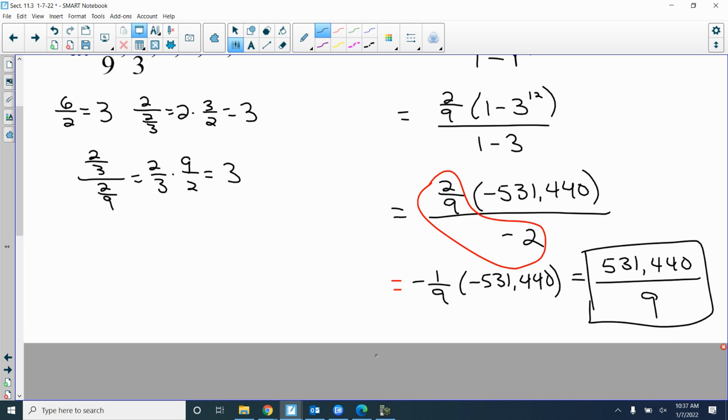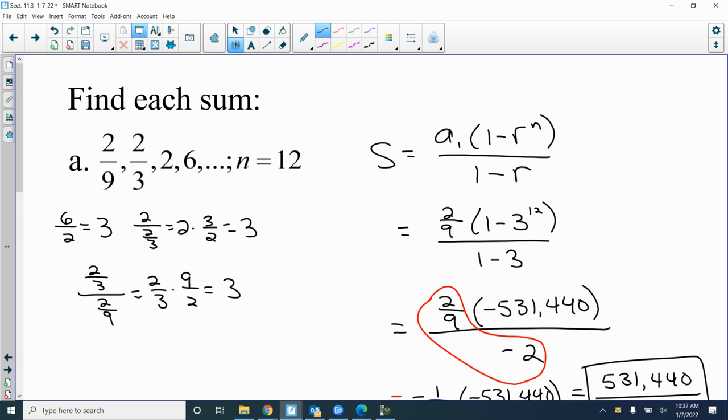I want you to leave it like that for now. That's how they're going to leave it 9 times out of 10. The only question is, does it reduce any further? Does any number go into both 9 and 531,440? There are only 2 things you need to check: 3 and 9. Okay, and 9 cannot go into anything that has a 0. Okay, 3 could, but you would have to double check that. 9 could, but I don't think it does. Did anybody check? It does not. All right, so that's our answer.